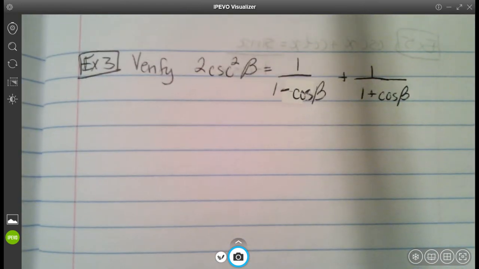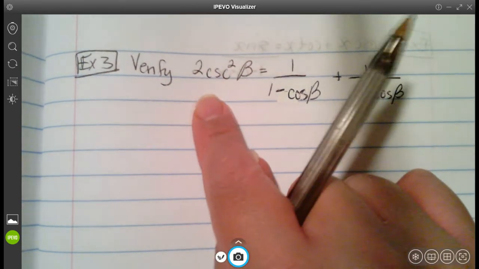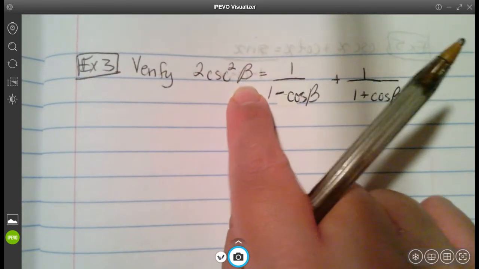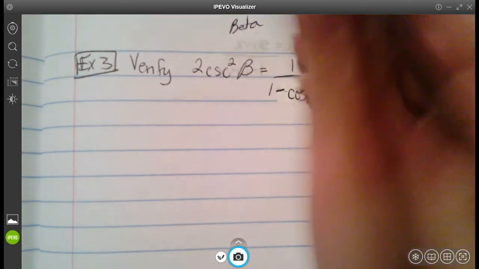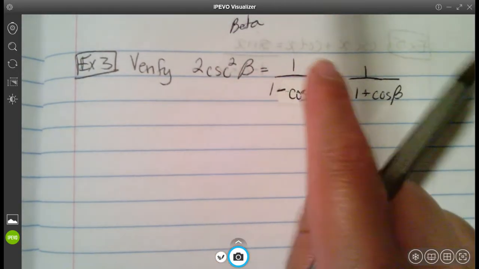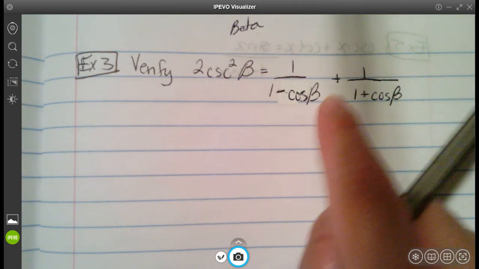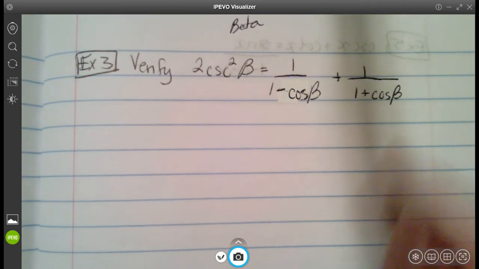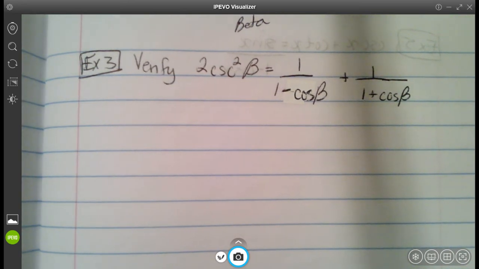All right, so example 3 has a different angle notation, but don't freak out, it's still an angle. We have verify 2 cosecant square beta. Okay, this is beta. It's just another Greek letter. It's still an angle, so don't freak out about it. Is equal to 1 over 1 minus cosine beta plus 1 over 1 plus cosine beta. So this is kind of what I was talking about when it said adding fractions, okay?